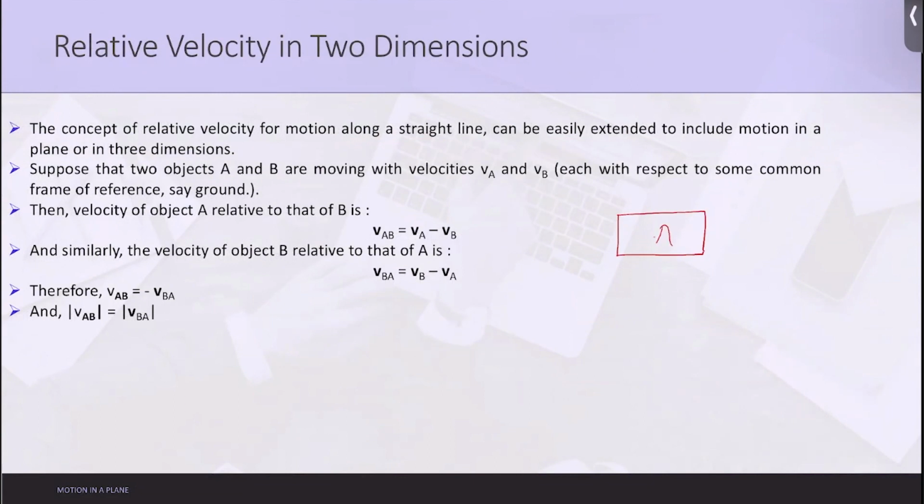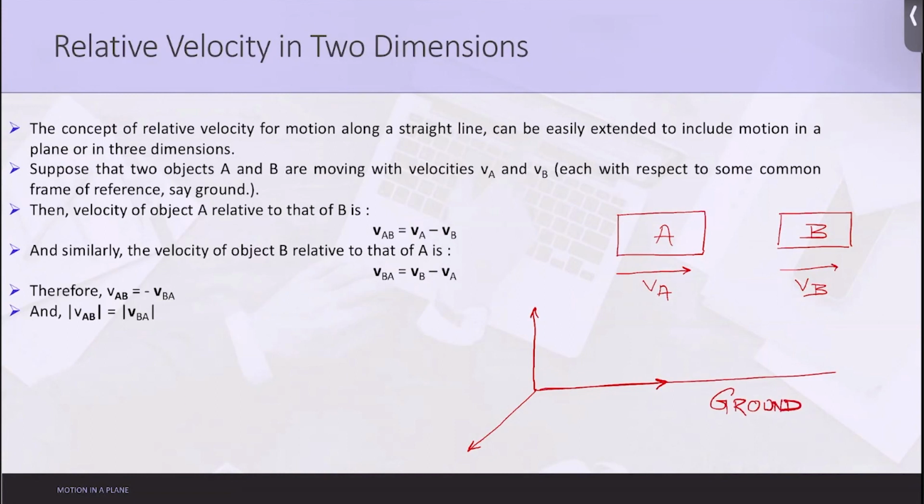Let me draw the figures again. So let us say this is object A, this is object B, this is velocity A, this is velocity B, and let us suppose we are keeping the frame of reference on the ground. So this is basically the ground, and this is basically the frame of reference. So what is a frame of reference? The coordinate axis plus the clock can be understood as a frame of reference. Now suppose that two objects A and B are moving with velocities VA and VB, each with respect to some common frame of reference, say ground.